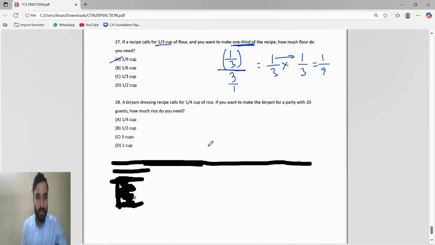Last, a biryani recipe calls for 1 by 4 cup of rice. If you want to make the biryani for a party of 20 guests, how much rice do you need? Guys, very simple thing. You want to make it for 20. You have 1 by 4 cup of rice and you want to make it for 20. So directly, you will multiply by 20, guys.